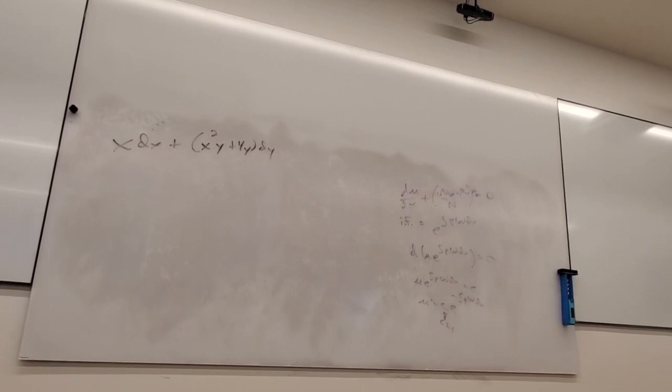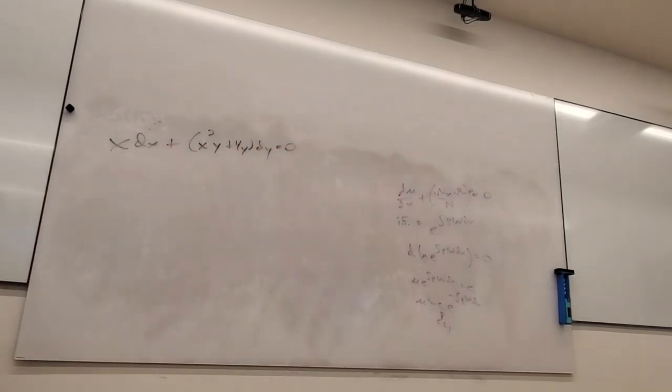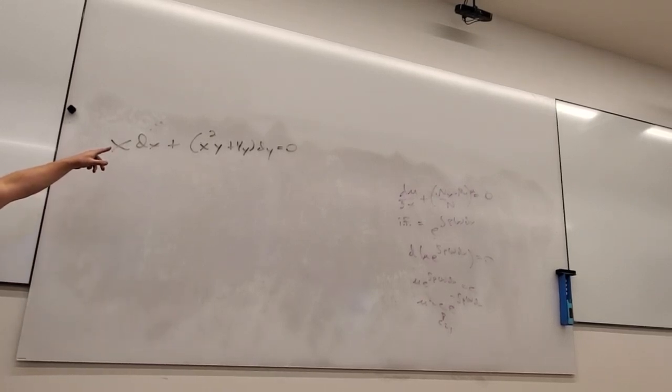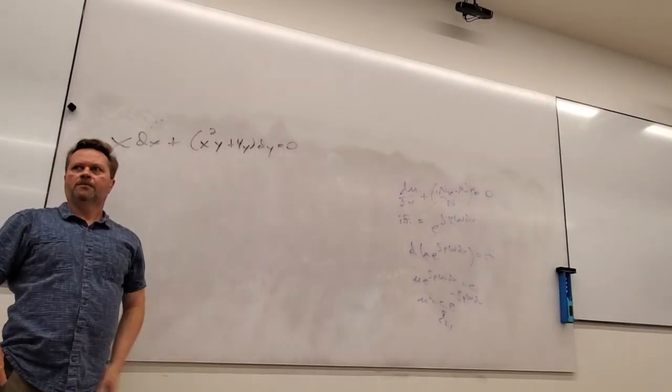The instructions say solve this as an exact equation, or verify this is exact and then solve it using that method. Very quickly, can you tell this is not going to be exact? What's the partial of this with respect to y? 0. The partial of this with respect to x is not 0, so it doesn't even matter what it is.